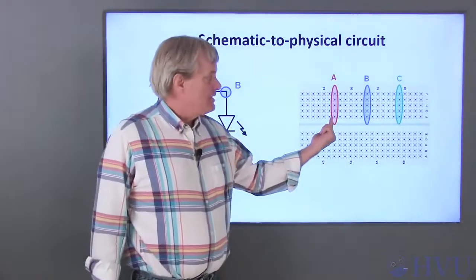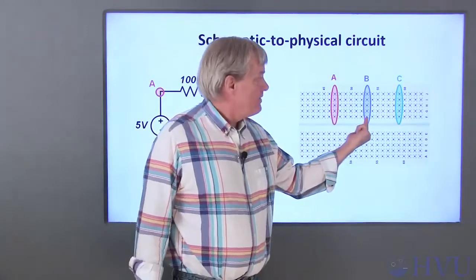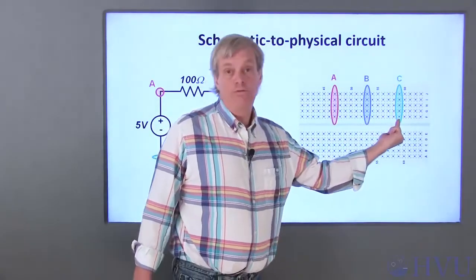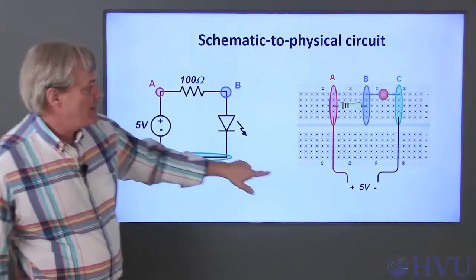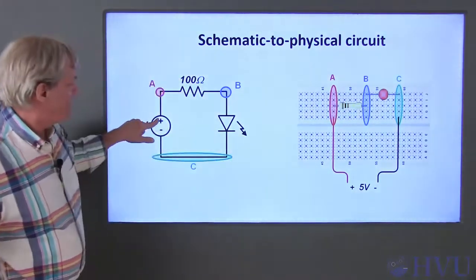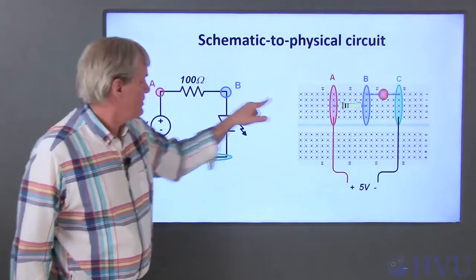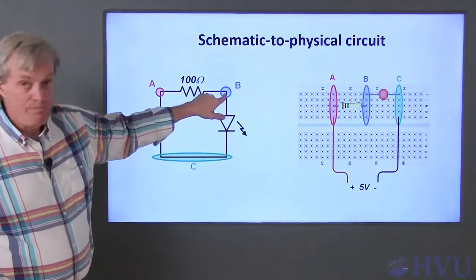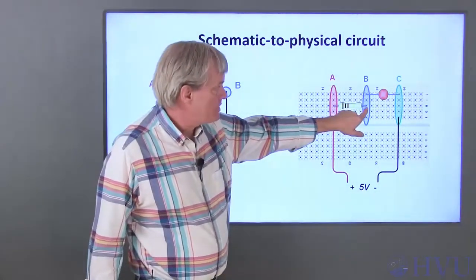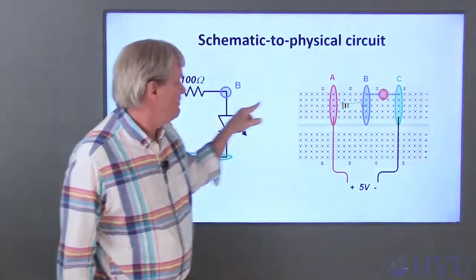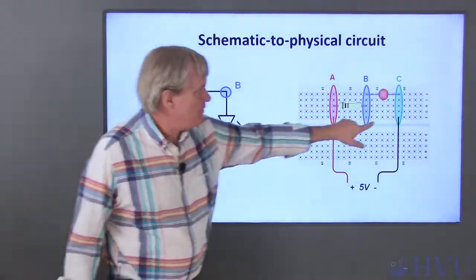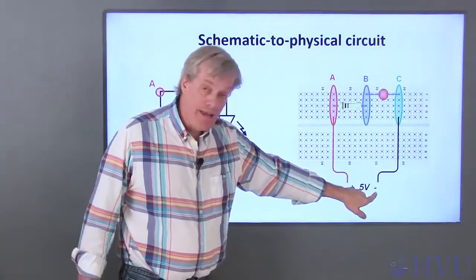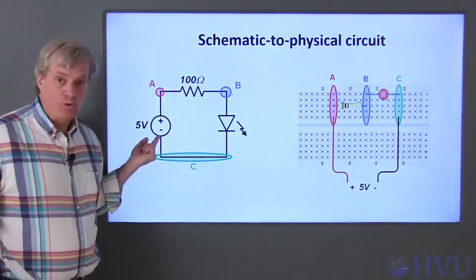I'm arbitrarily selecting this row of holes as node A, this as node B, and this row of holes as node C. Now, node A connects the positive terminal of the 5-volt source to one of the terminals of the resistor. Node B connects the other resistor terminal to the anode of the LED. And node C connects the cathode of the LED to the negative terminal of the 5-volt source.